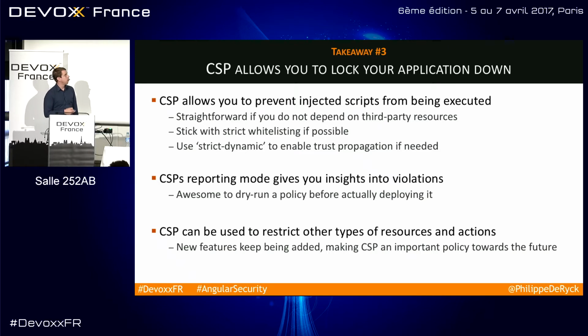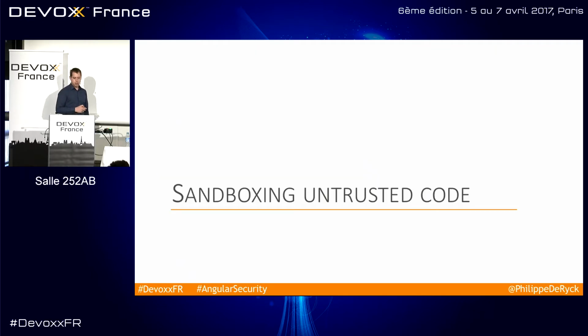All right, I had 4, so we're already at 3. Let's dive into the 4th one, sandboxing. Like I said, I'm talking about all of these kinds of untrusted code. This is the one that pertains to components, to blocks you want to put in your page, external components that are untrusted and that you might want to isolate in some way.